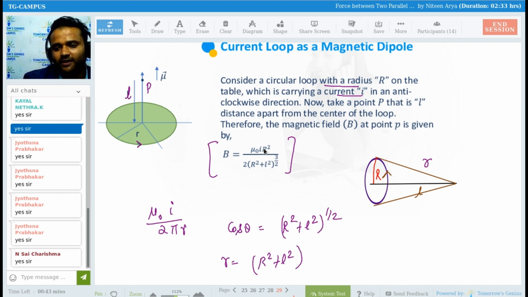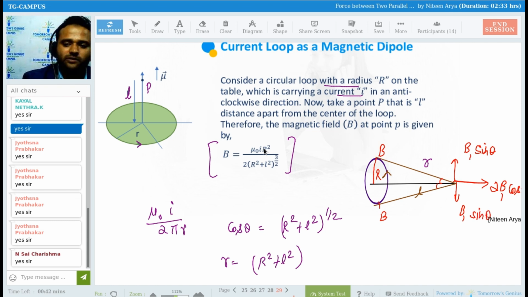So now you can see that using point P here, this is your theta 1, this is your theta 2. So the vertical component is going to be cancelled, and only the cos component is going to be 2B cos theta. B1 is the magnetic field at this particular end, and this is the net magnetic field. You can say B1 sine theta 1 and B2 sine theta 2. If B1 and B2 are equal, they are equal and opposite, so they cancel. This is going to be added.